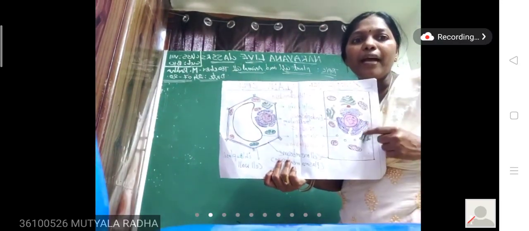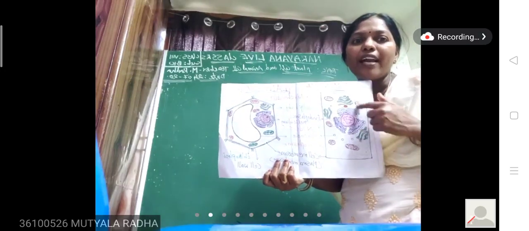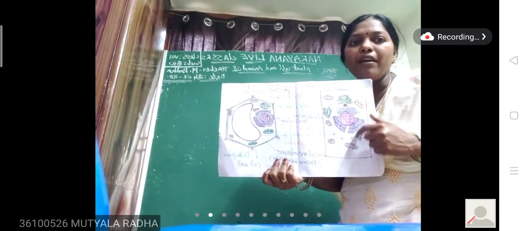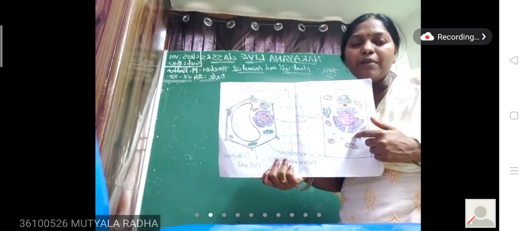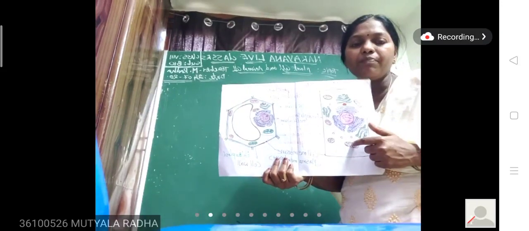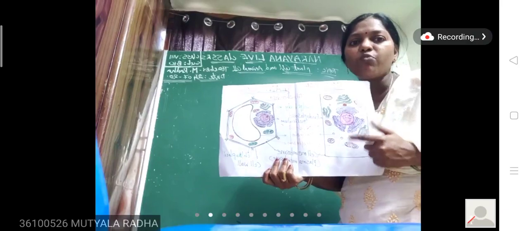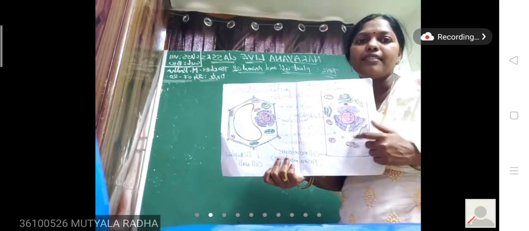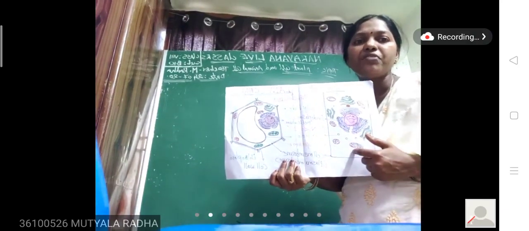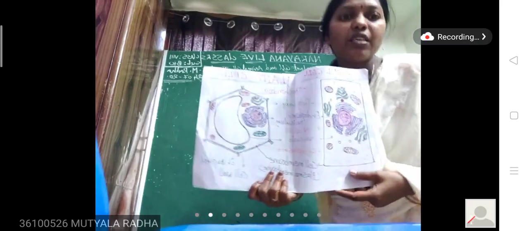In the animal cell, maybe vacuoles are absent. If they are present, more than one vacuole is present with a smaller size in the animal cell. That is the second difference between them. Next, observe the structure properly.